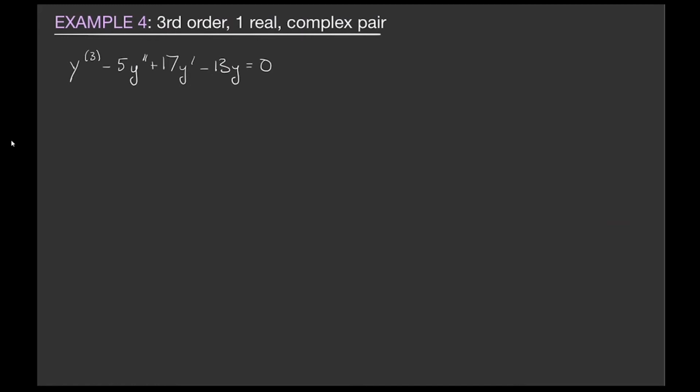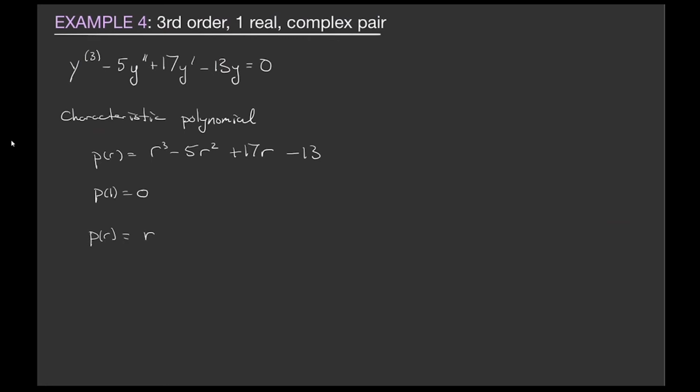This is, of course, a linear, third order, constant coefficient differential equation. That means we can find a characteristic polynomial. Checking that p of 1 is equal to 0 shows us that we have a factor of p minus 1. So p of r can be alternatively written as r minus 1 times some second order polynomial. Doing the polynomial long division, which we'll skip for the sake of brevity, that will be r squared minus 4r plus 13.